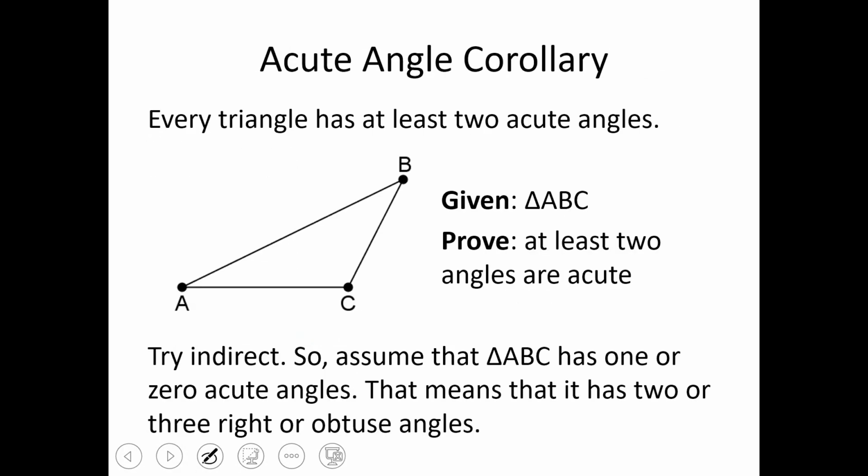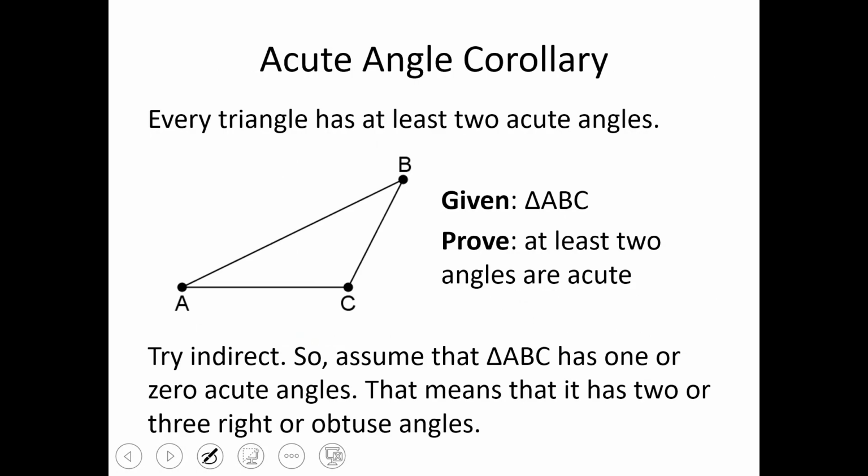Next result is this: every triangle has at least 2 acute angles. Every triangle has at least 2 acute angles. And how would one prove that this must be the case? I suggest that you approach this indirectly. That is, assume that a triangle has either 1 or none acute angles. That would be the negation of what you wish to prove. And then think about that triangle. The triangle with 1 or none acute angles.